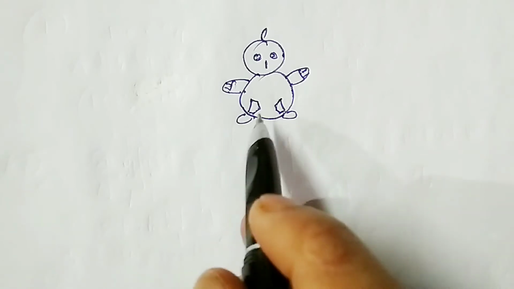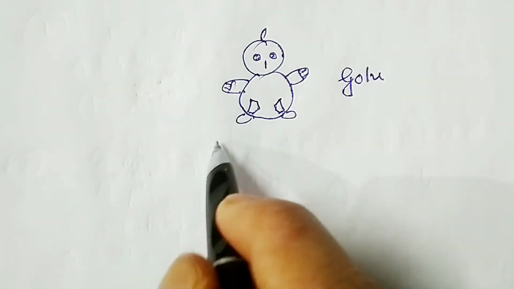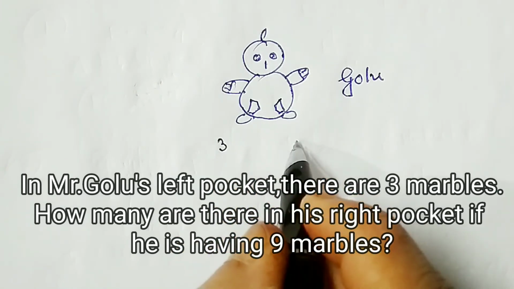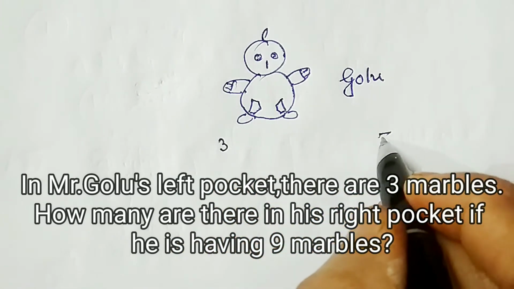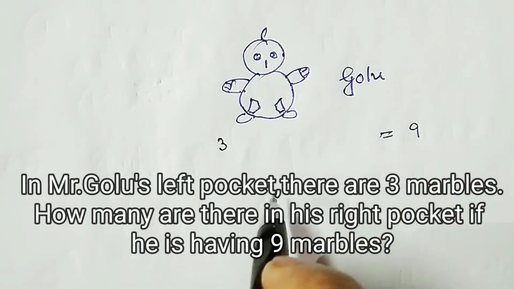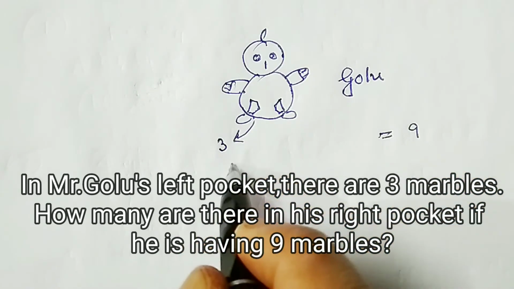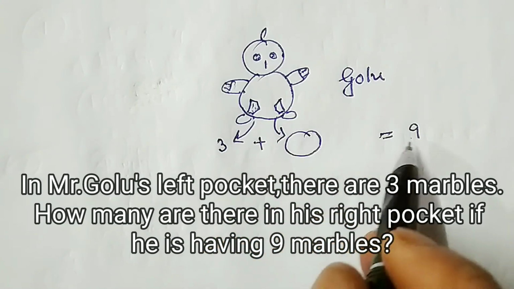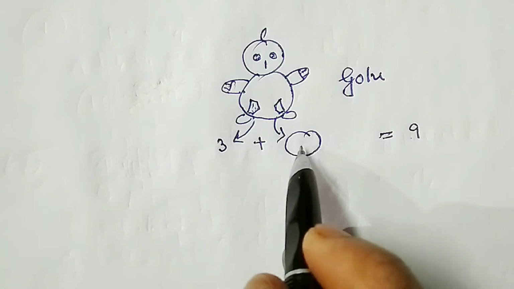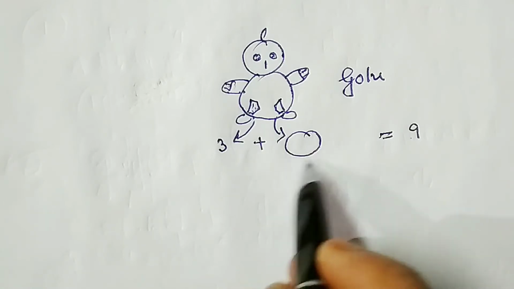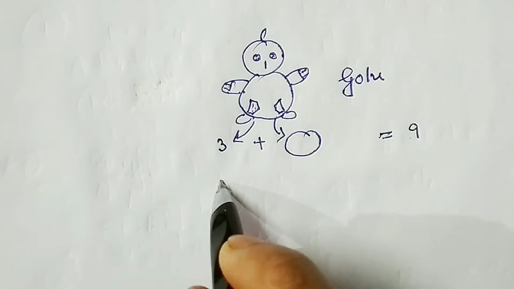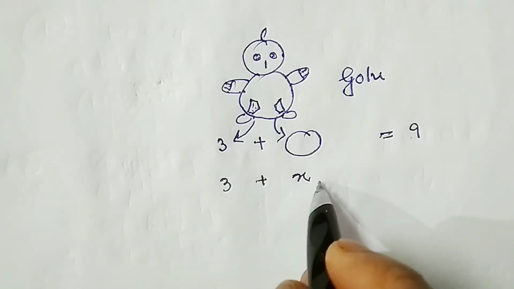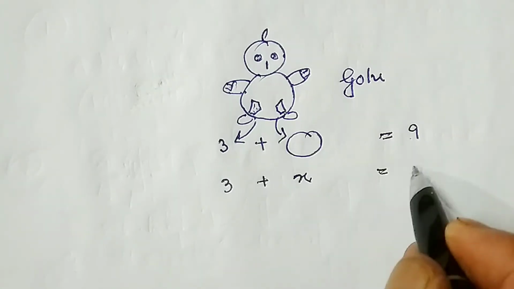Suppose this is Mr. Golu. In this pocket, there are 3 marbles suppose. In the other pocket, I don't know how many are there. But altogether, there are 9 marbles. So, in the first pocket, how many marbles are there? 3. In the second case, I don't know. I can draw a box for it, and altogether I know it is 9. And we have to find how many are there in this circle. Now I can write 3 plus x instead of this box. I can use this alphabet, which equals 9.